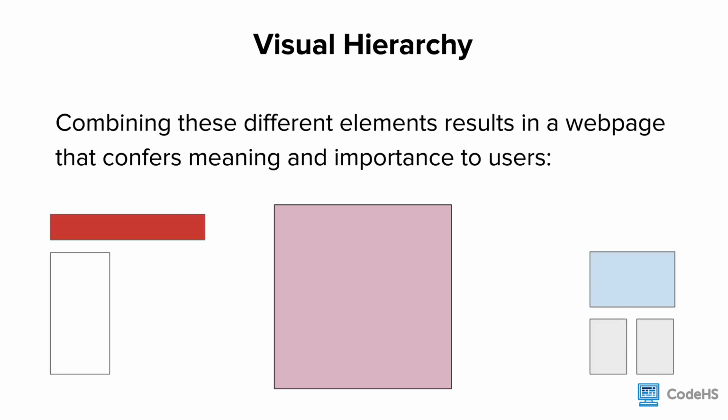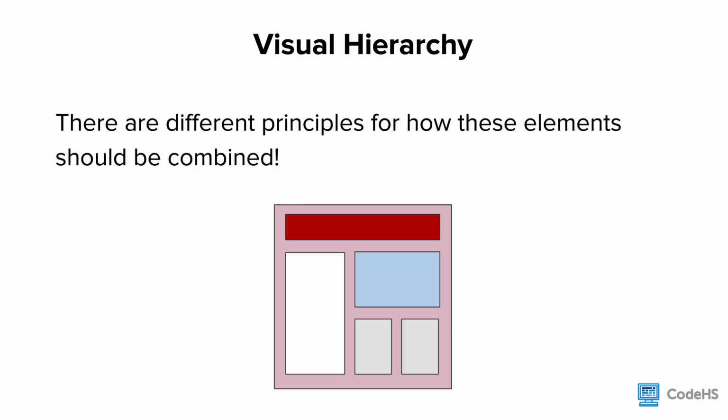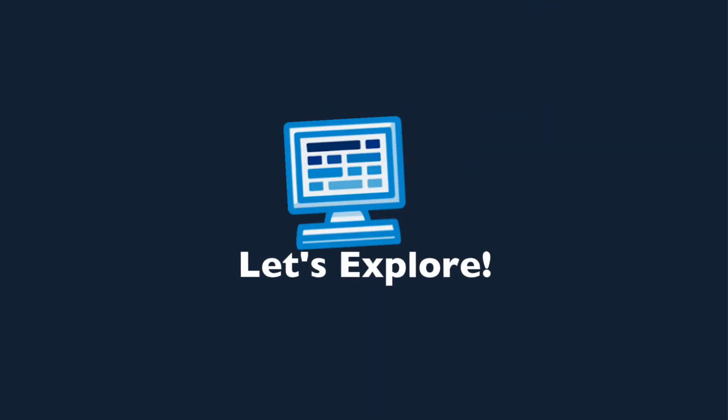The element that is given more space from the others is easier to read and decipher. If we want something to stand out and have meaning, separating it from other elements is an effective way to make sure users gravitate towards it. How we combine these different elements results in a web page that confers meaning and importance to users. It's the choices that we make on each individual element that change how users interact with and understand our product. While each individual element matters, there are different principles for how these different elements should be combined. Let's explore some of those now.